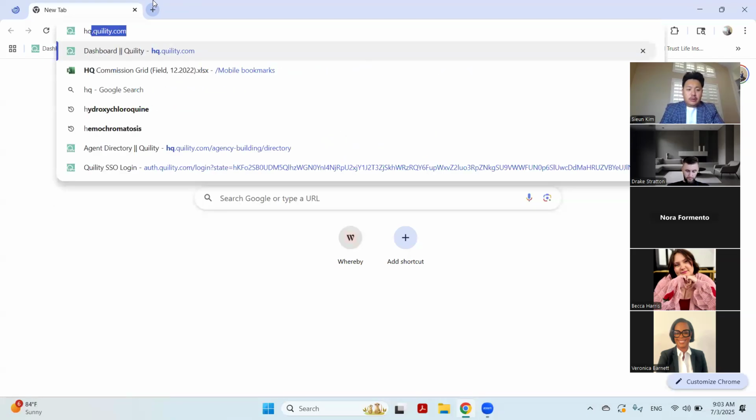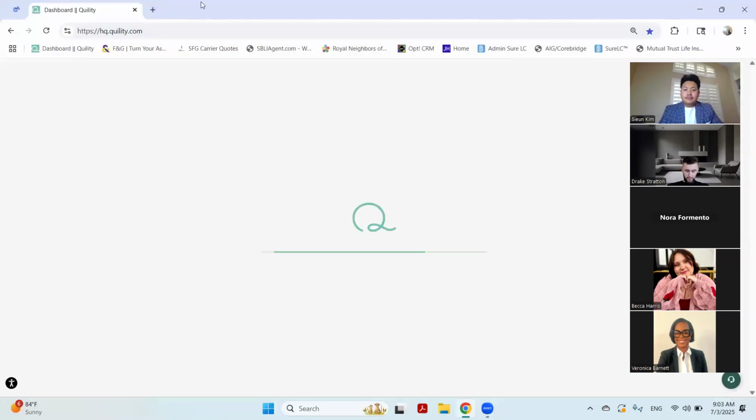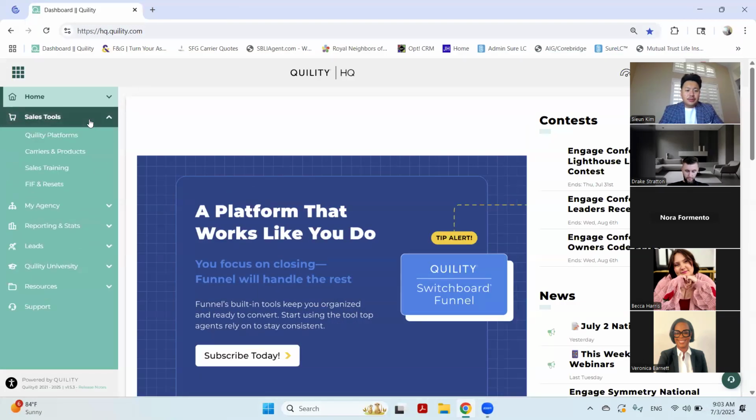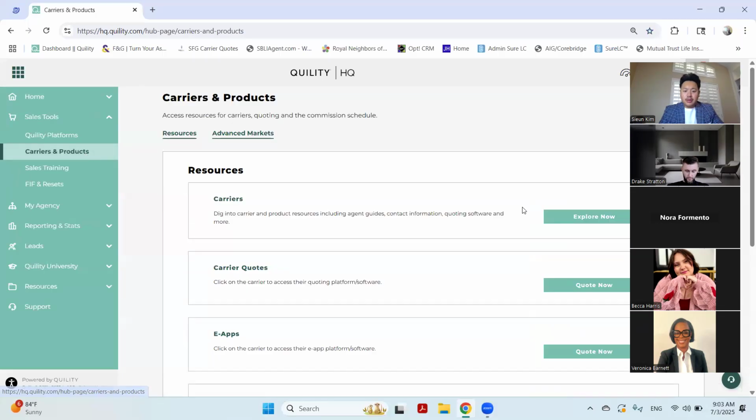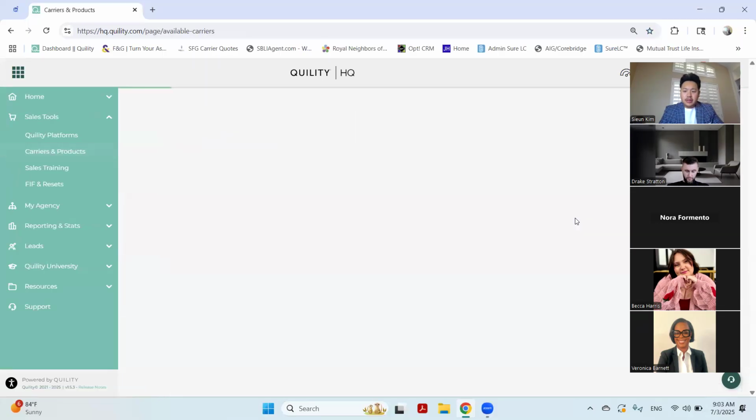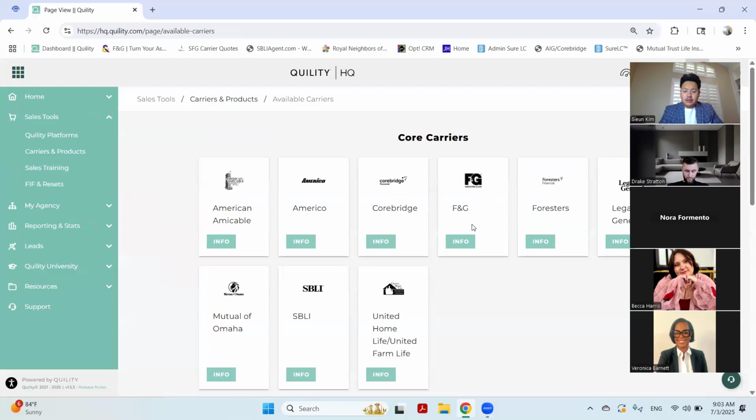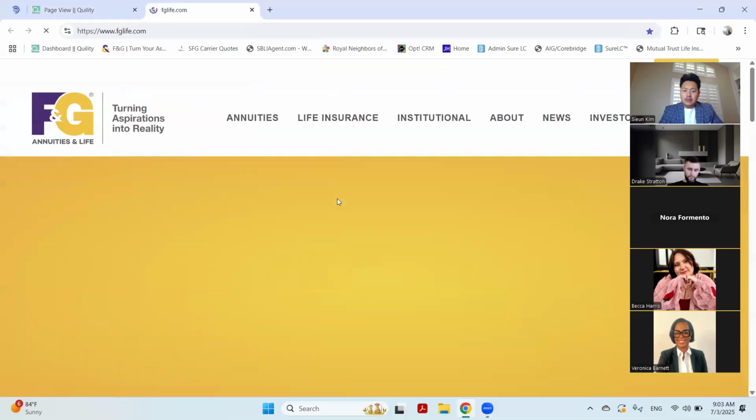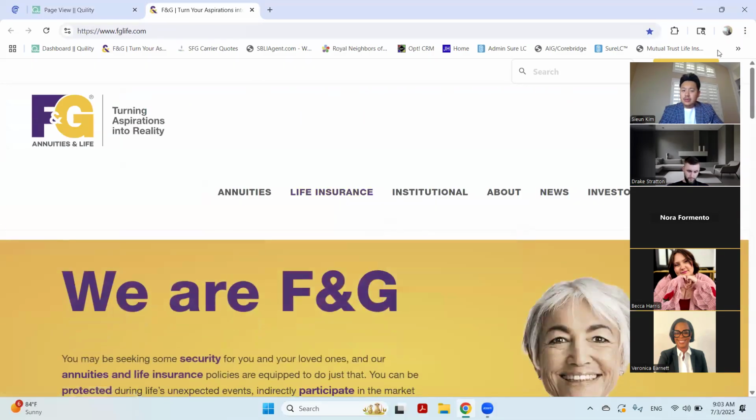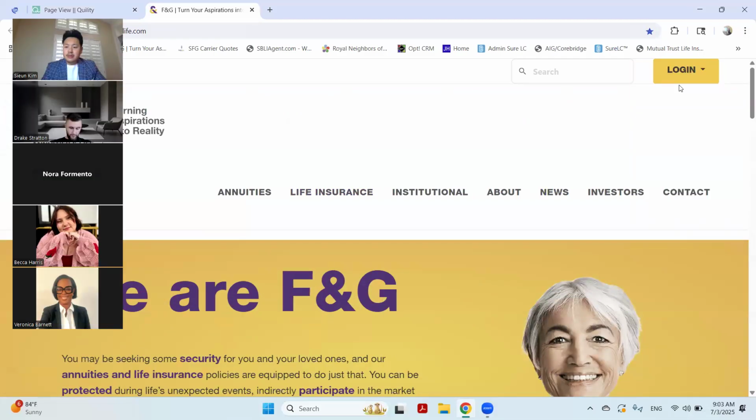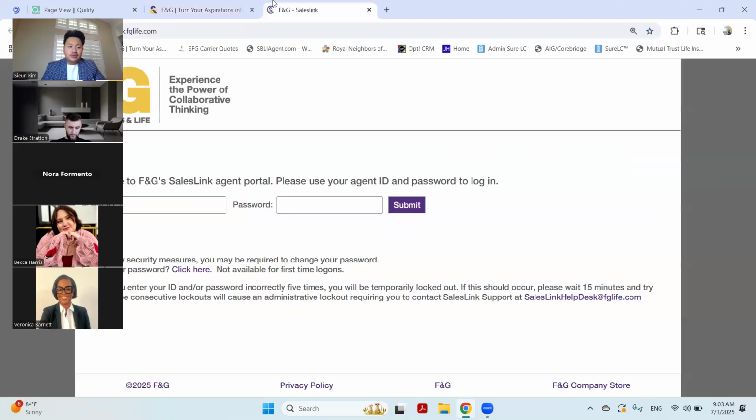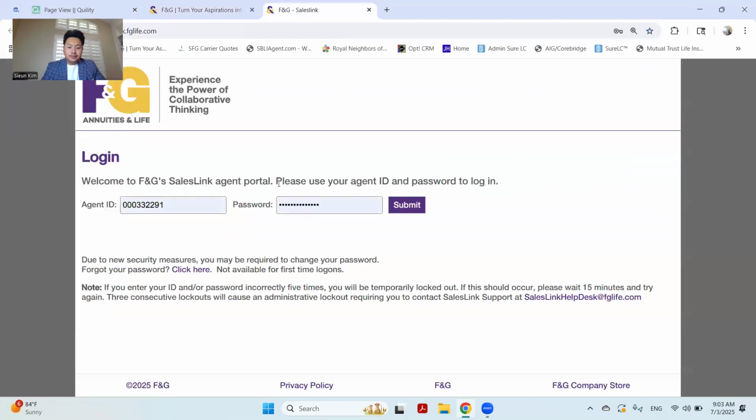So first of all, we're going to go to HQ under Sales Tools, Carrier and Products, Carriers, FNG. And here you're going to see Agent Login. This takes you to the Fidelity and Guarantee website. You're going to click Login, Financial and Insurance Professional.